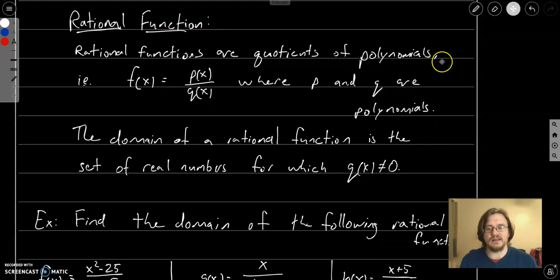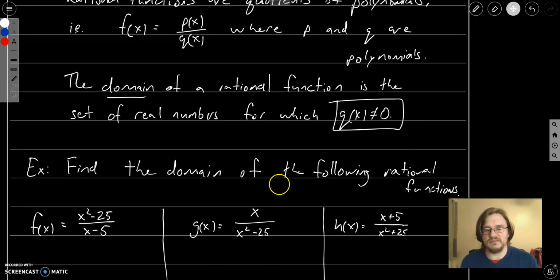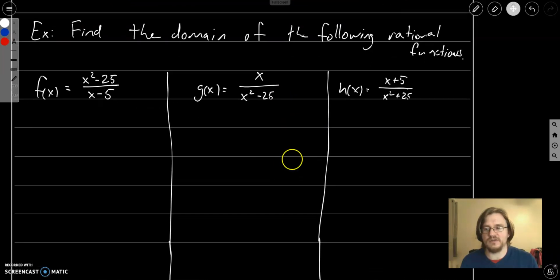And the domain of any function will simply be what numbers we can plug in. So if we have a rational function, well, we can plug any number we want into a polynomial, but when we're dividing by a polynomial, the only restriction is we can't divide by 0. So the bottom of the fraction just can't be 0. So let's take a look at some rational functions and find their domains.